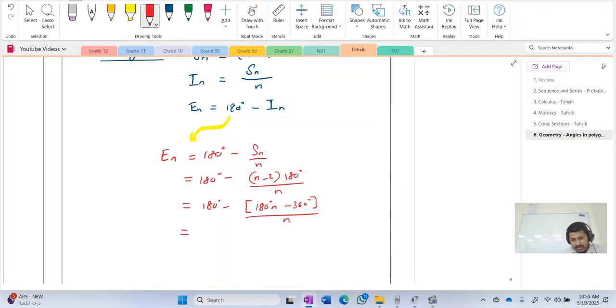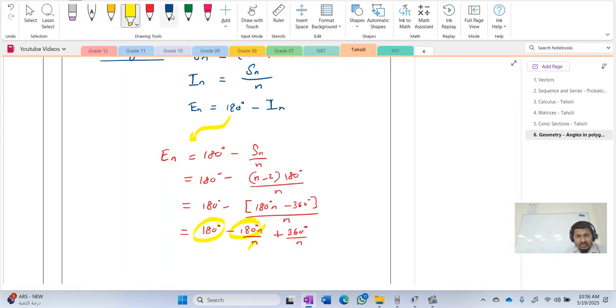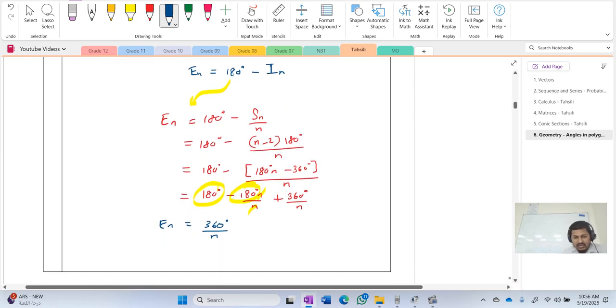Now if we split up these two parts, there's 180. Remember, when you're splitting up, take the negative. So there's negative 180n over n. Negative times negative is positive 360, split up with the n there. Now you can see the n and the n cancel out. In other words, we're left with 180 minus 180, so that also cancels out. So we get the En formula, which is 360 degrees divided by n. If you take 360 divided by n, then you will also get the exterior angle.